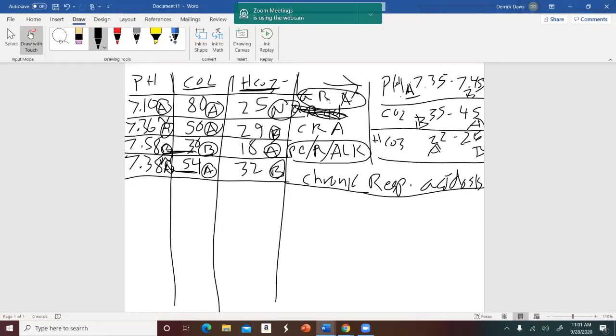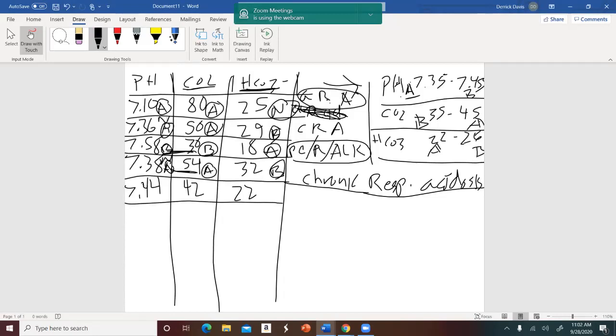So now we'll go to a different one. Let's do 7.44, CO2 of 42, and a bicarb of 22. So remember, at any point you can pause this and work on this on your own and then play it and see if you got it right. So you can use this as a check for yourself. So if you feel like you're getting the momentum of interpreting this, test yourself, pause it, right? See if you got it down or not, right?